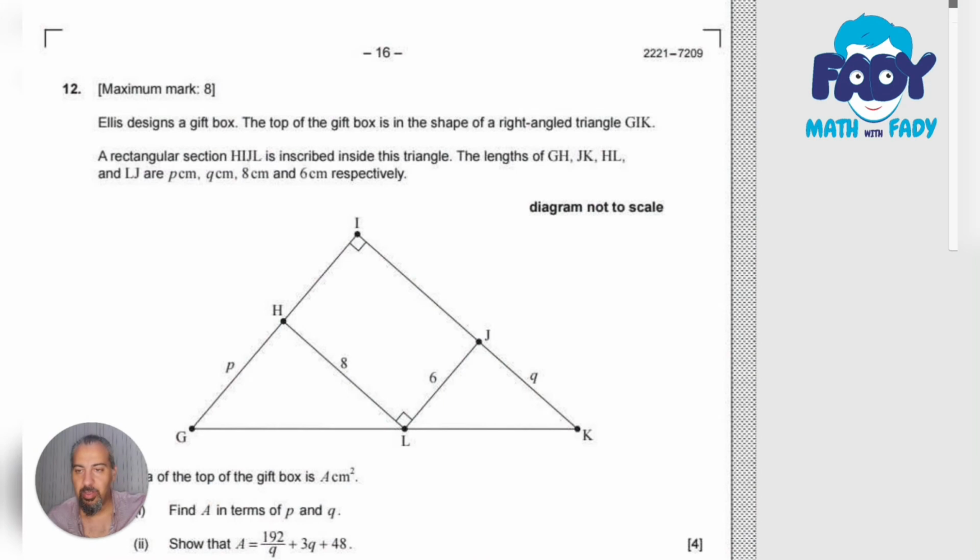Continue solving math applications, SL, paper 1, May 21. Let's get started. Question number 12.